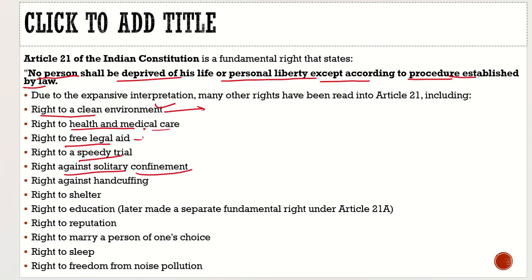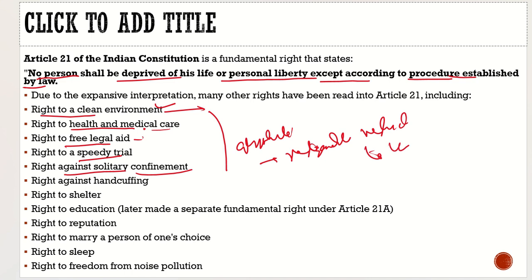But definitely, even if the Constitution has given you all these rights, even if the judiciary has interpreted these rights for you, still these rights are not absolute. They are not absolute. There is a reasonable restriction to these rights.